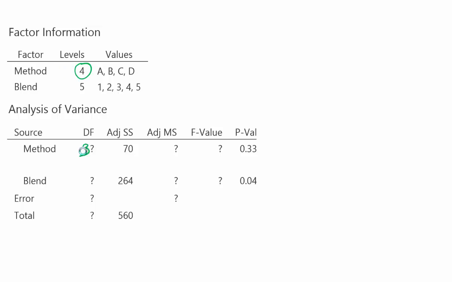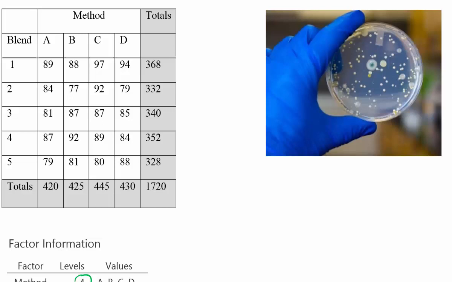For the blend, it's the same thing. We're told we have five levels, so it'll just be 5 minus 1, or in other words, 4 for the degrees of freedom there. The error we'll skip, we'll jump to the total to do that first, because from the total we can then derive the error very easily. So we can get the total degrees of freedom in two ways.